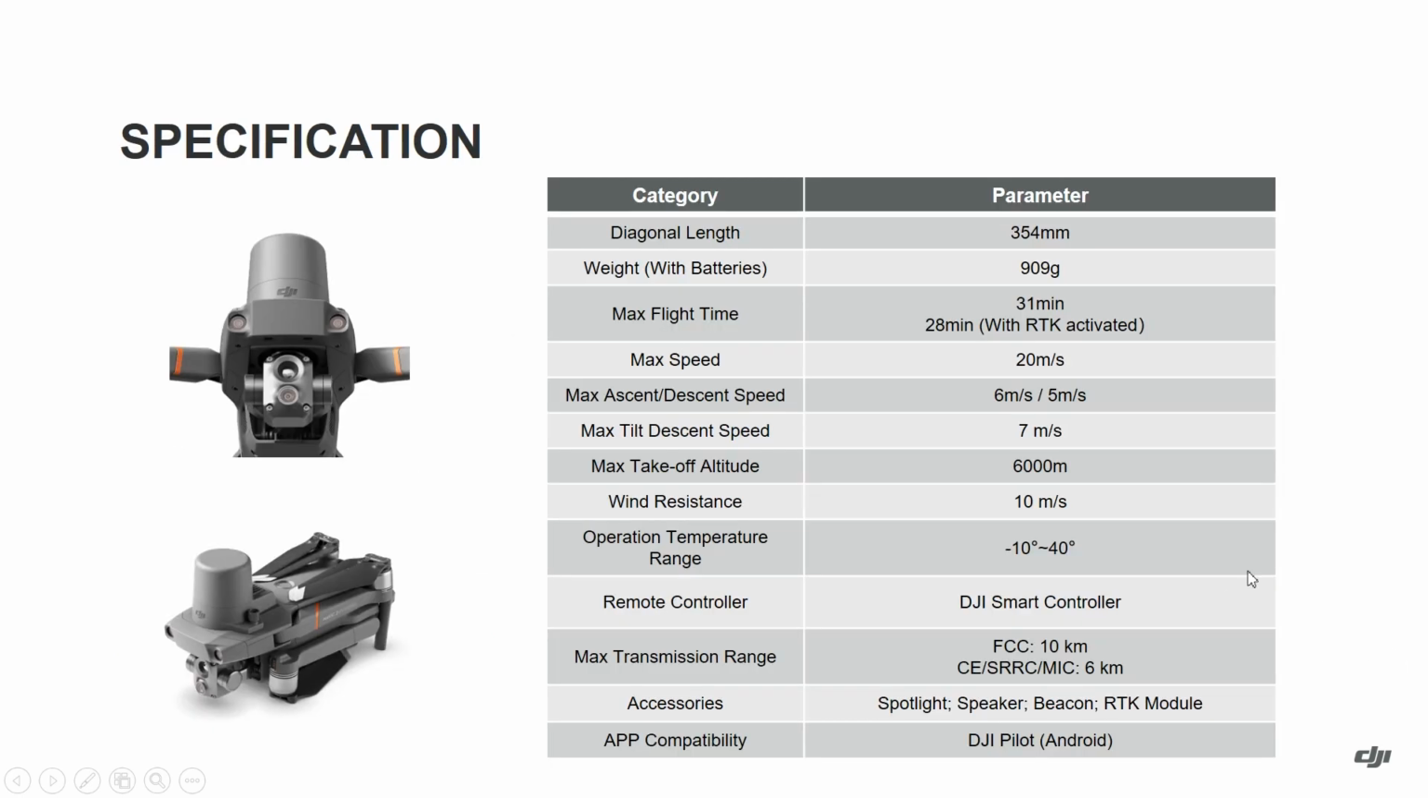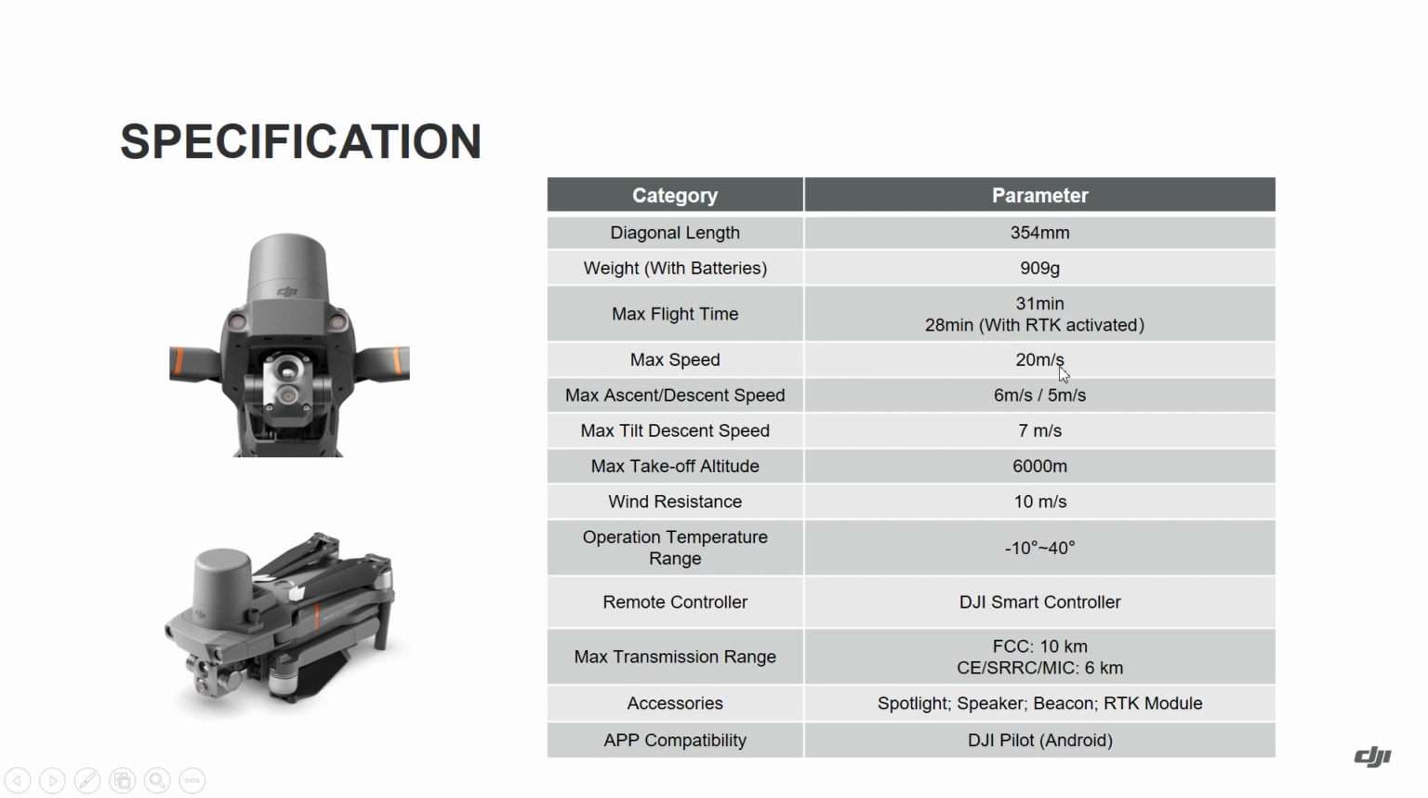Then let's take a look at the detailed specs. First, it has a diagonal length of 354 millimeters, same as the other Mavic 2 drones, and a weight of 909 grams, still less than 1 kilogram, and the maximum flight time is 31 minutes, and it will be 28 minutes with the RTK module attached and activated.